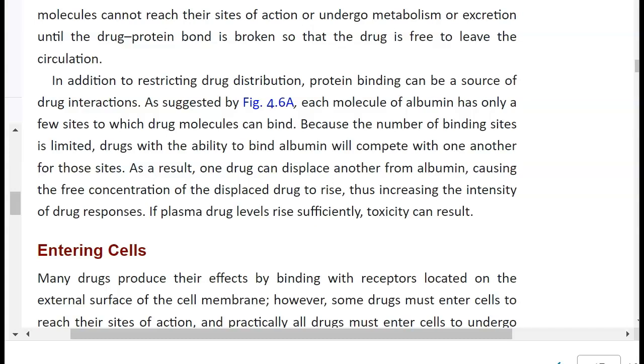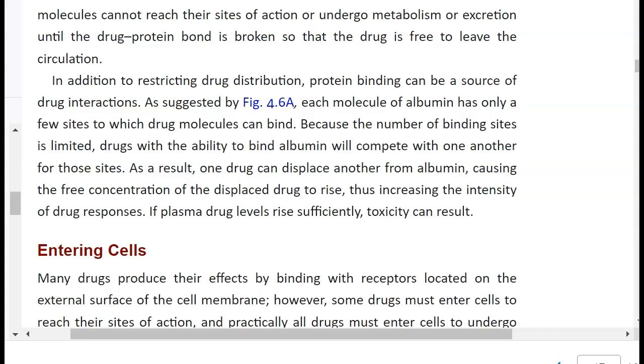Because the number of binding sites is limited, drugs with the ability to bind albumin will compete with one another for those sites. So if I'm giving gentamicin and warfarin, and warfarin's affinity for albumin is much stronger, warfarin's going to get bound ahead of gentamicin because gentamicin's binding is weak. So that is why some drugs can have interactions, right?